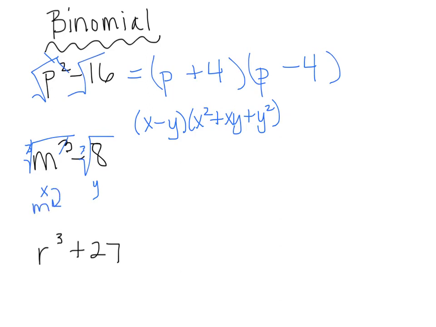So anywhere up here in my formula that I see an x, I'm going to replace it with an m. Cube root of 8 happens to be 2. Anytime up here in my formula that I see a y, I'm going to replace that with a 2. So that's how you find your x and your y.